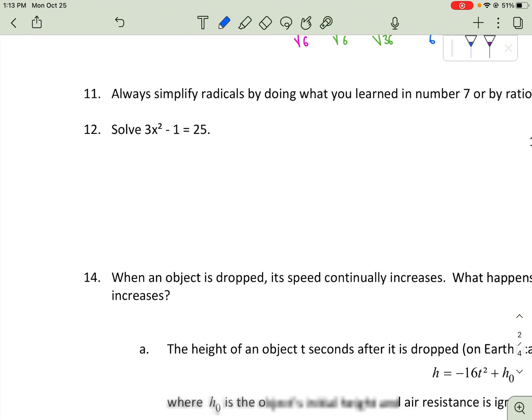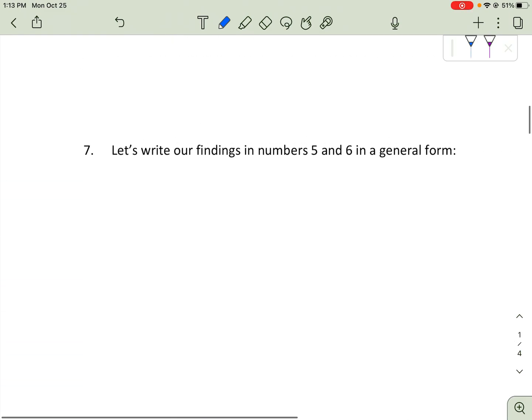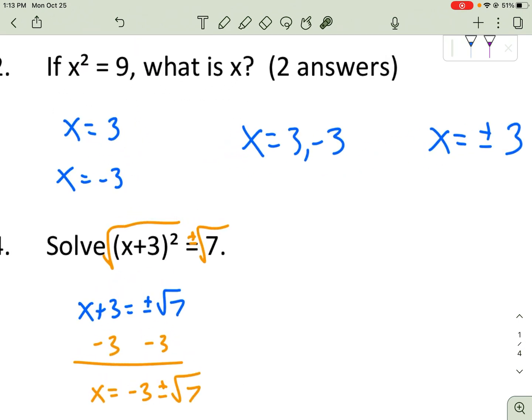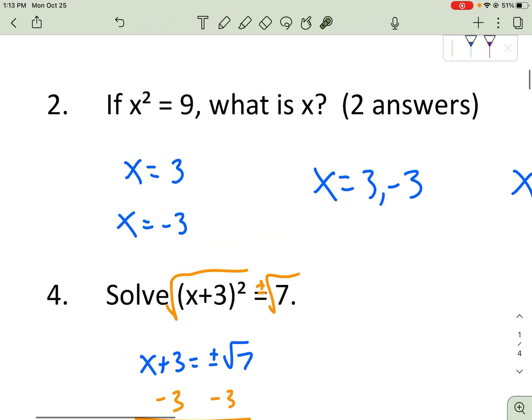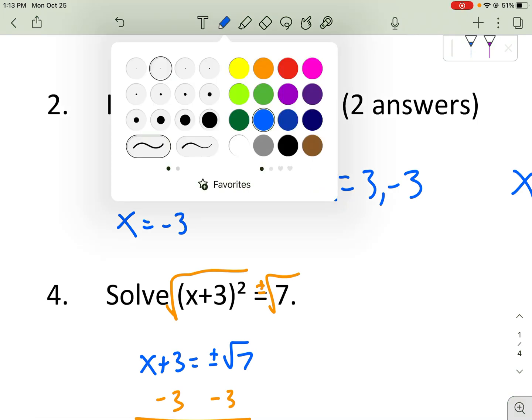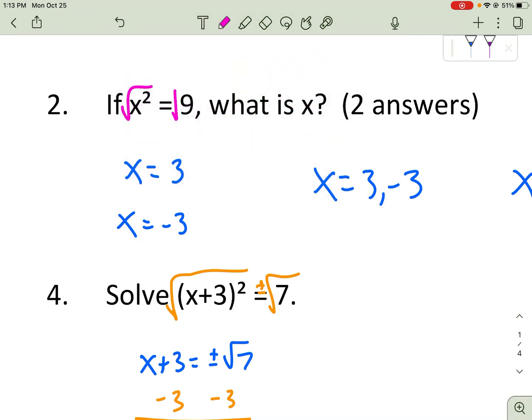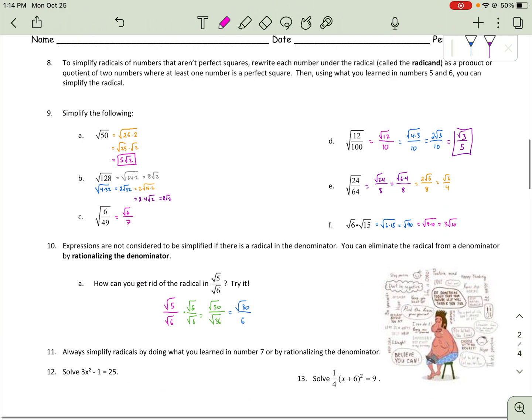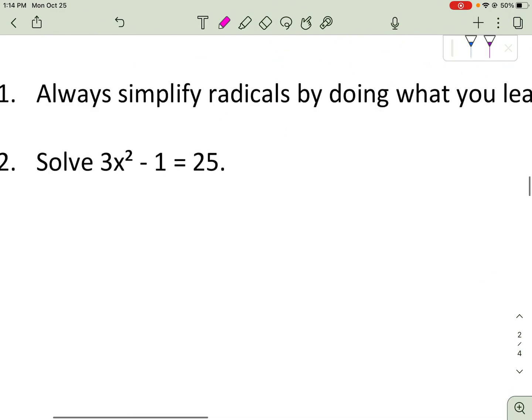So what we're going to do on number 12 is make it look like number 2. So if it's just x squared equals a number, now technically on this problem what we really did is square rooted both sides. So we really did this, like square root of x squared, square root of 9. We square root both sides, and we got to put a plus or minus since we did that. So if we get x squared by itself, then we can do that.